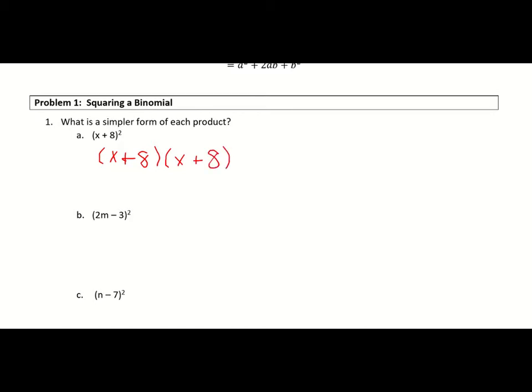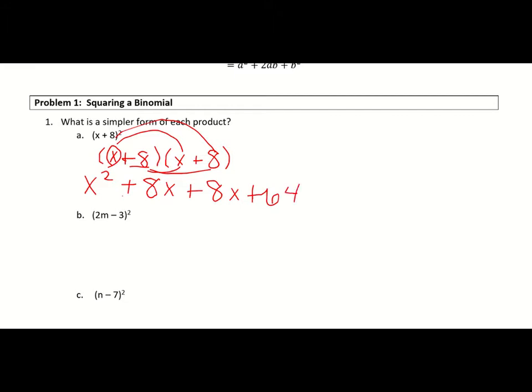Once I've written down the binomial times itself, I'm then going to use the distributive property to distribute everything from the first binomial to the second binomial, just like we did in section 2. So I'm going to take x from the first binomial and multiply it with x and 8 in the second binomial. That's going to give me x squared, because x times x, plus 8x. Once I've distributed the x, I then want to go back and distribute the 8 with the x and 8. 8 times x would give me 8x again, and 8 times 8 would give me 64.